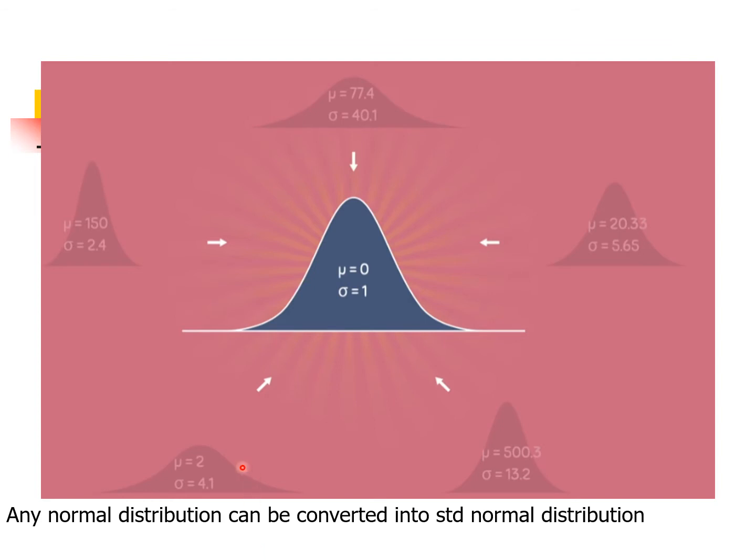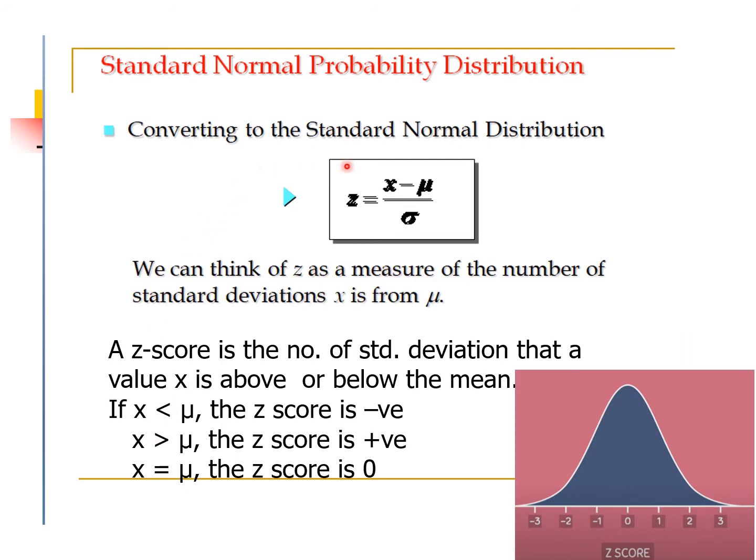Now, any normal distribution can be converted into a standard normal distribution. To convert any normal distribution to a standard normal distribution, this can be used. We can think of z as a measure of the number of standard deviations x is from mu. The z-score is the number of standard deviations that x is above or below the mean.